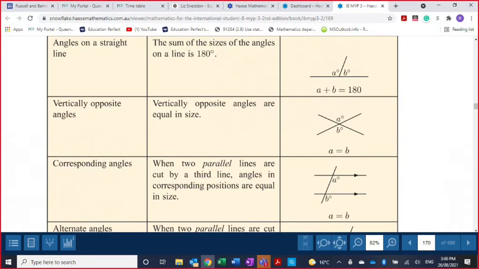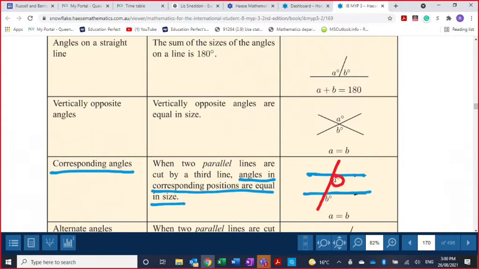Okay. Now, the next one are called corresponding angles. That means angles in corresponding positions will always be equal. So if you look here, you have two parallel lines, and they have to be parallel in order for this to work. And they're cut by this line, which is called a transversal. No big deal, but I just want to make sure you see it.